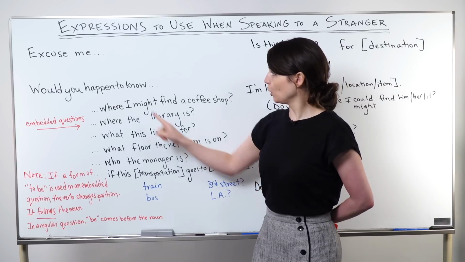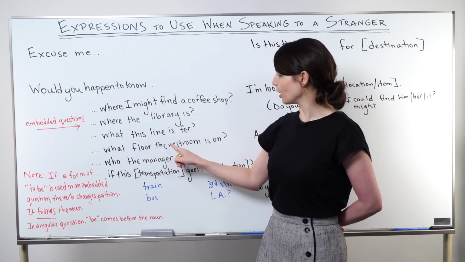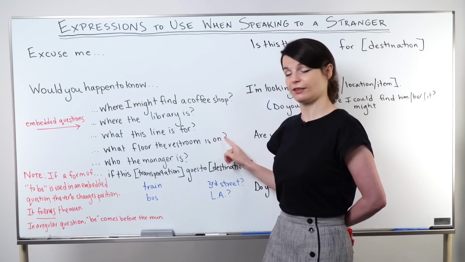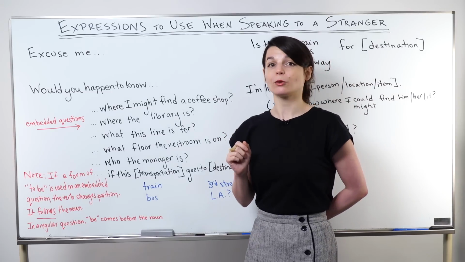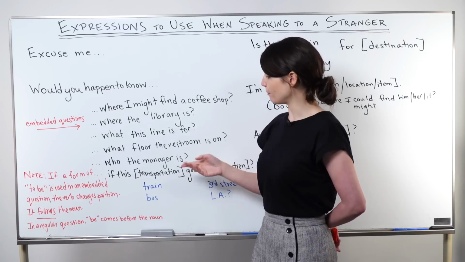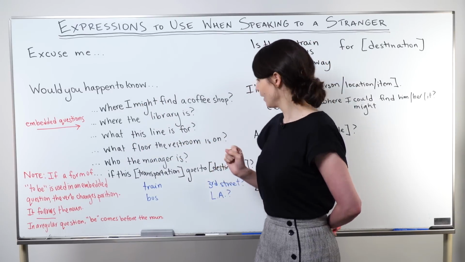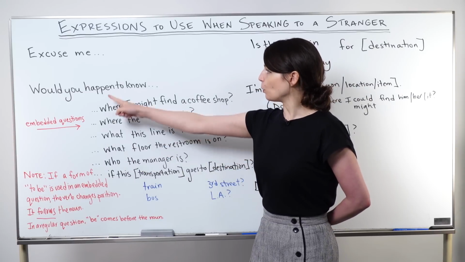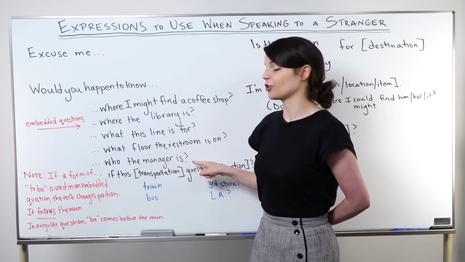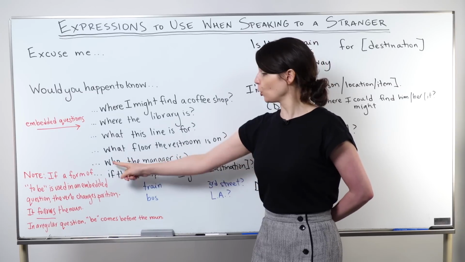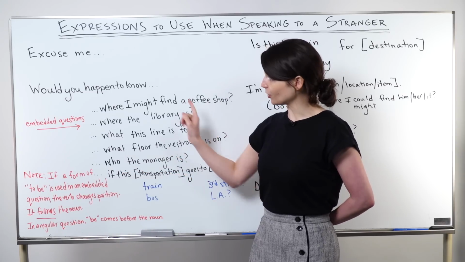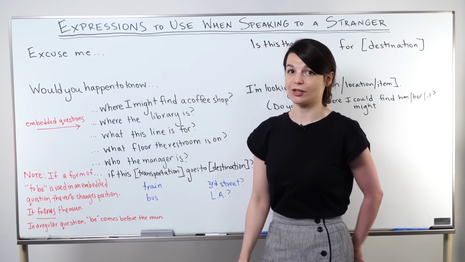Same thing here. Would you happen to know what floor the restroom is on? In a regular question, what floor is the restroom on? In an embedded question, would you happen to know what floor the restroom is on? Finally, one more here. Would you happen to know who the manager is? Regular question, who is the manager? Embedded question, would you happen to know who the manager is?